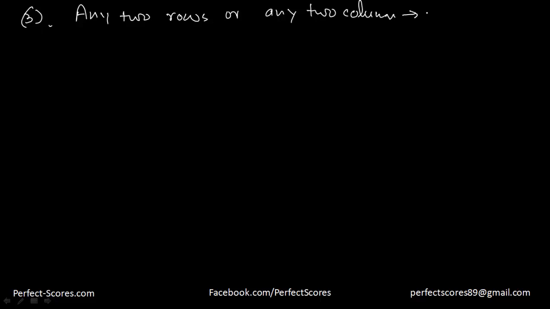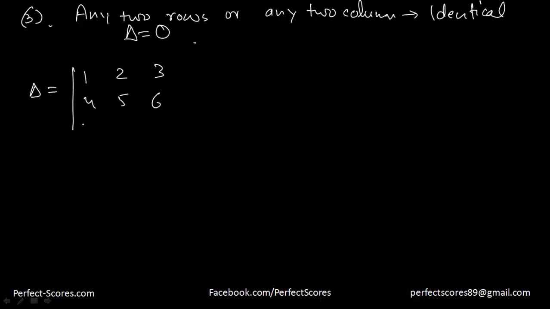So let's go ahead and talk about the third property here, which states that if any two rows or any two columns in a matrix are identical, then the value of the determinant is going to be equal to 0. Let's put that to test here. So let's say we have this determinant here, that is 1, 2, 3, 4, 5, 6, and 1, 2, 3.